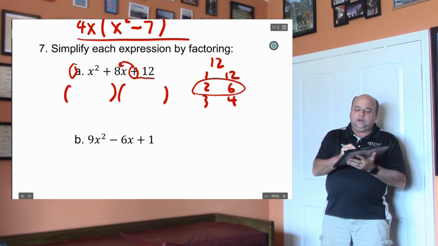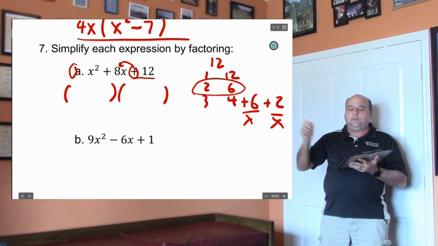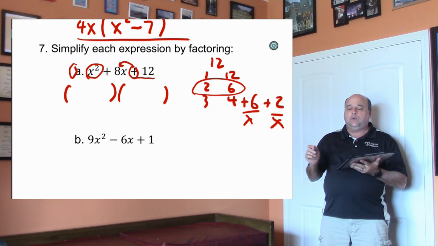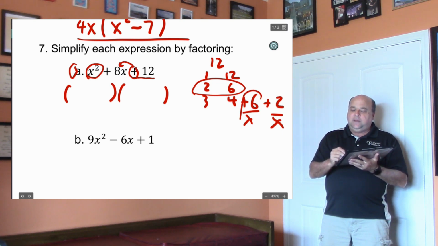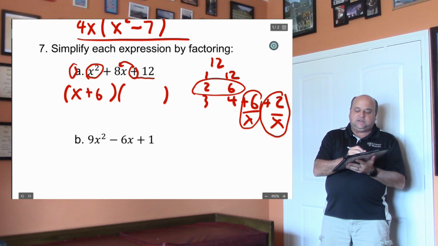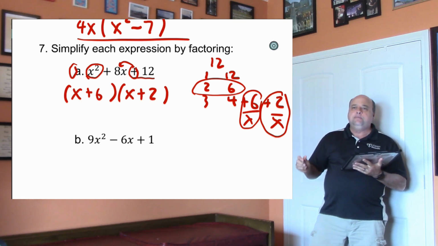Put the parentheses here. Write down 6x and 2, and I'm going to add to get those, and then put x on the bottom, right? The opposite of multiply is divide, and I can multiply x times x to get that x squared. Okay, so these right here will turn into the parentheses. So x plus 6 and x plus 2 will be those factors, okay?